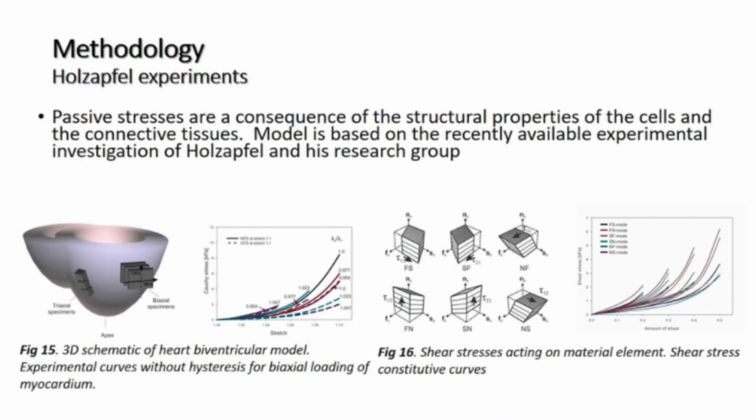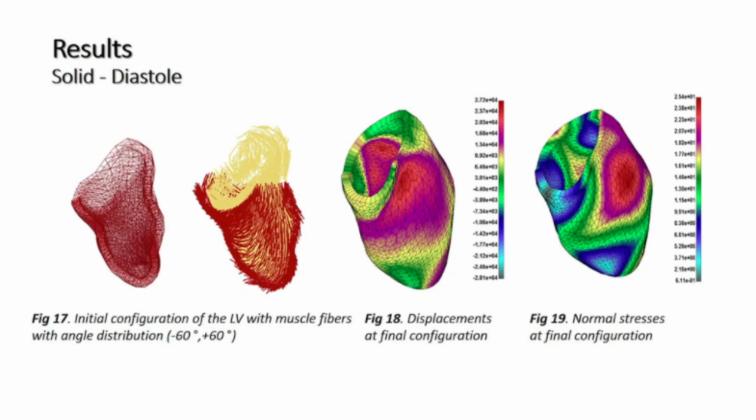Shear stresses acting on a material element are shown in figure 16. The average constitutive stress-strain curves are also shown. They are given for the three modes according to the notation in figure 16. The curves are obtained by cyclic loading, corresponding to different levels of ultimate shear strain. Maximum shear strains are at level 0.5. This model was built into our finite element solver called PAK. Here are some of the results that we got.